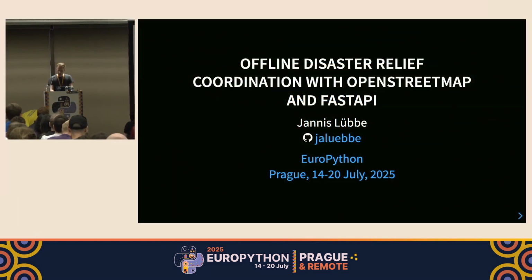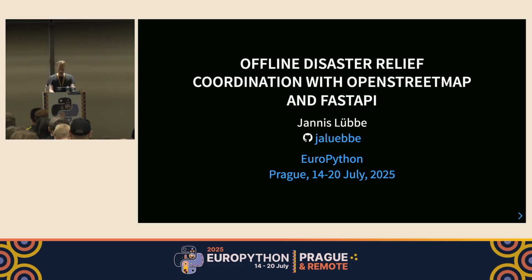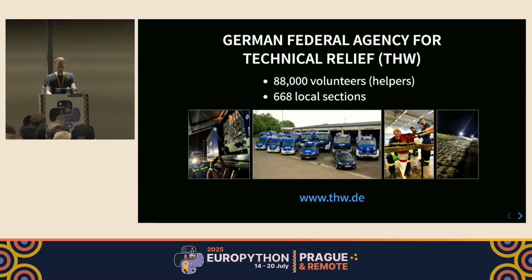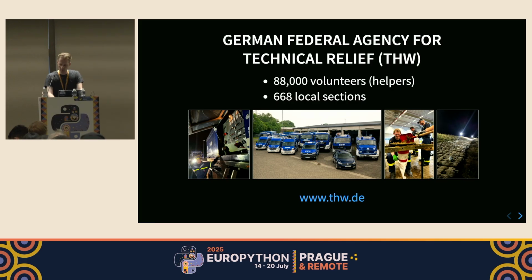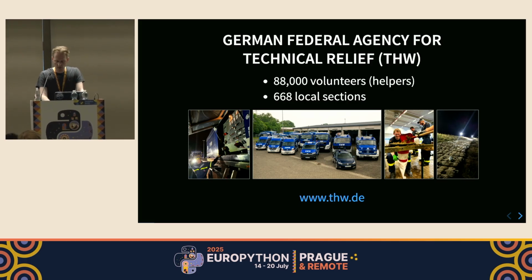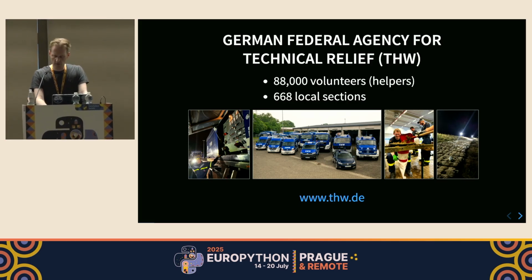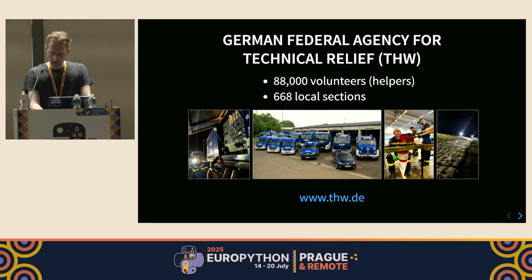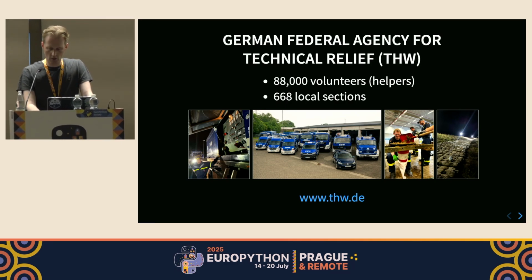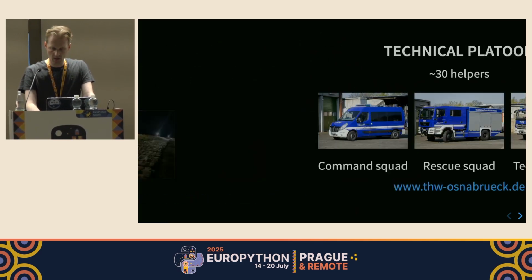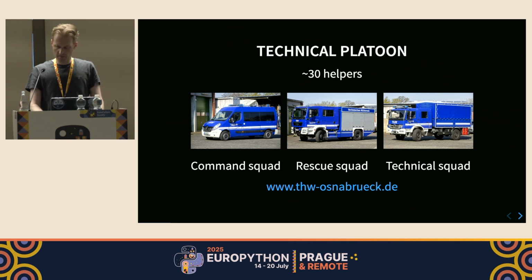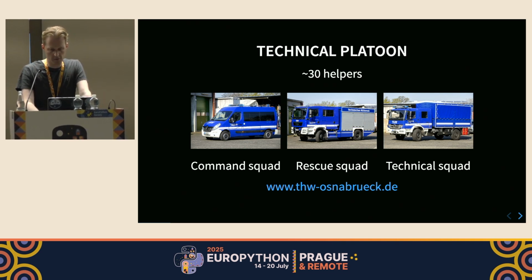In addition to my normal daily work as a sensor developer, I'm also one of 88,000 volunteers at the THW. That's the German Federal Agency for Technical Relief. Internally, we call ourselves helpers and are organized into 668 local sections. Each local section houses at least one technical platoon that consists of approximately 30 helpers.